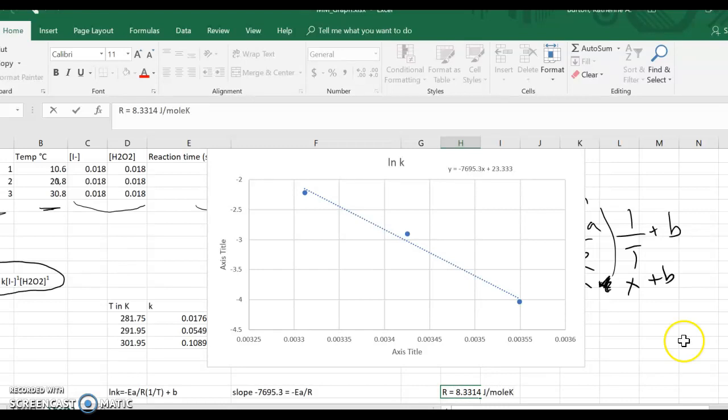If I take and I multiply my slope value, minus 7695.3, or whatever it is, obviously you get from your graph, by 8.314, I'm going to get the E sub A in units of joules per mole. All right, convert that to kilojoules compared to what it should be, and you've got this thing made.